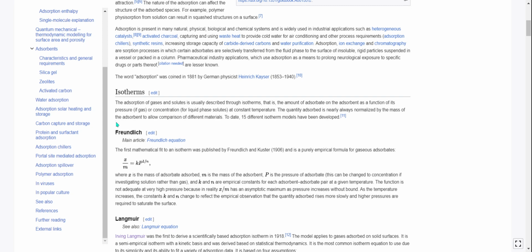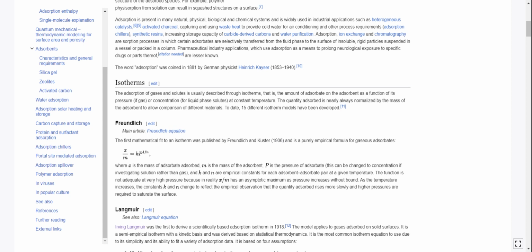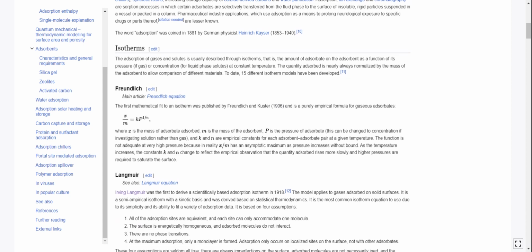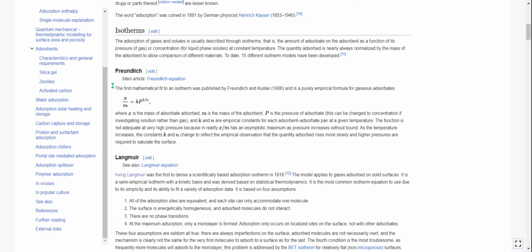solutes at constant temperature. The quantity adsorbed is nearly always normalized by the mass of the adsorbent to allow comparison of different materials. To date, 15 different isotherm models have been developed. So, Freundlich: the first mathematical fit to an isotherm was published by Freundlich and Kuster in 1906 and is a purely empirical formula for gaseous adsorbates.